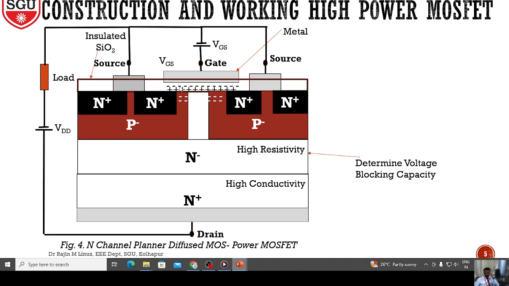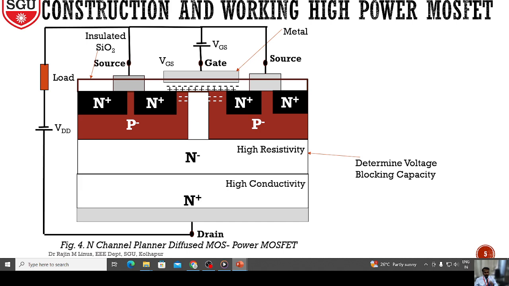Let us go to the operation. As before, assume that the gate terminal is open. If the gate terminal is open, the P layer here is negative and connected to here. But due to the drain being positive, the electrons in the high conductivity layer will be attracted. Therefore, this N plus and the P negative layer will also be reverse biased, so there is no electron flow between drain and source.